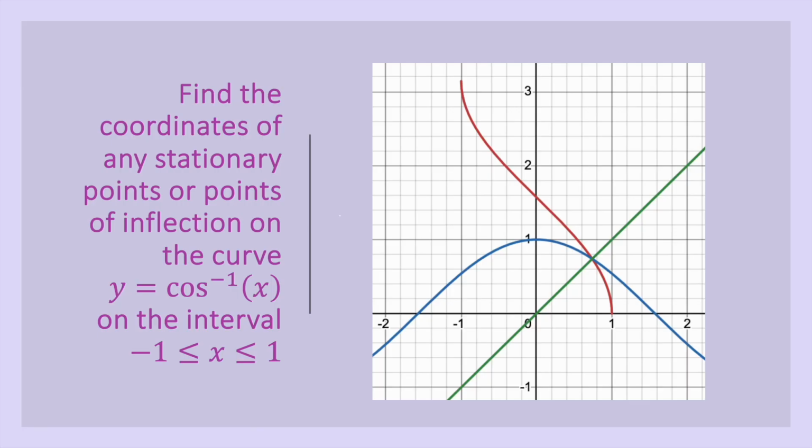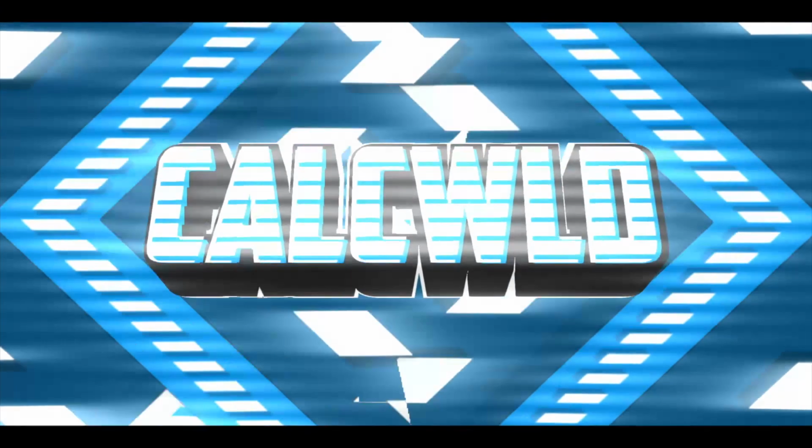This video here is a pretty short one. We're looking at finding the coordinates of the stationary points and points of inflection on the curve y equals, now that's not cos to the -1, it's the arccos or inverse cosine function. Just to help you understand that if you've never seen the inverse functions before, the graph there is showing you cosine in blue and the inverse cosine in red with an axis of symmetry, the line y equals x.